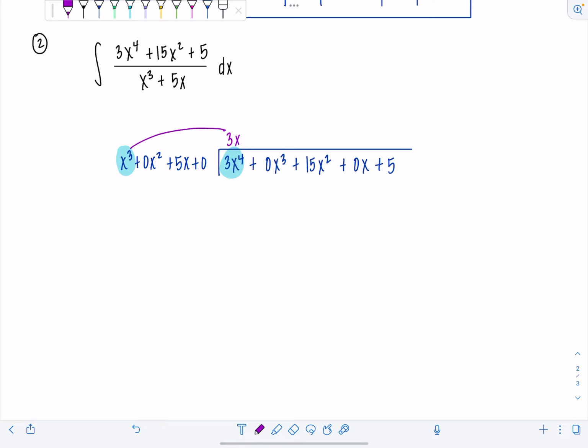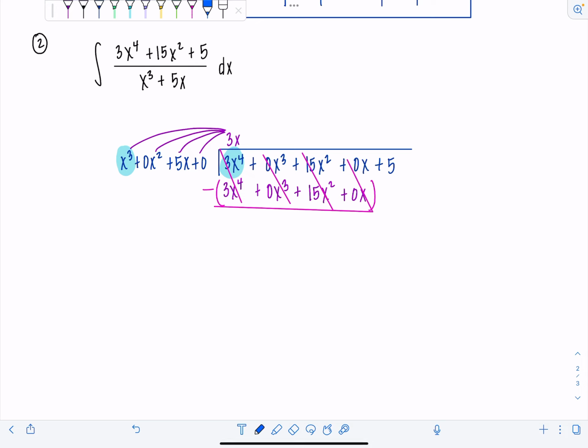And then that 3x gets multiplied by everybody in the divisor, everyone sitting outside. So we have 3x to the 4th plus, this would be 0x cubed, plus 5x times 3x, that's 15x squared, plus 0x. Nice. Then we subtract the bottom row from the top row. The furthest left terms should cancel out. And then the second term's also canceled. This cancels. This cancels. So we're pretty much done. Bring down the 5. And this is our remainder.